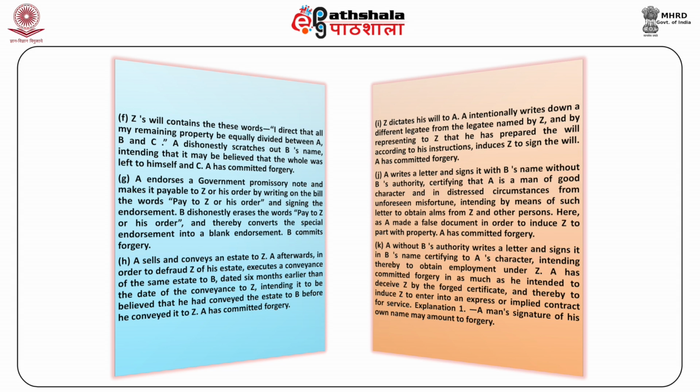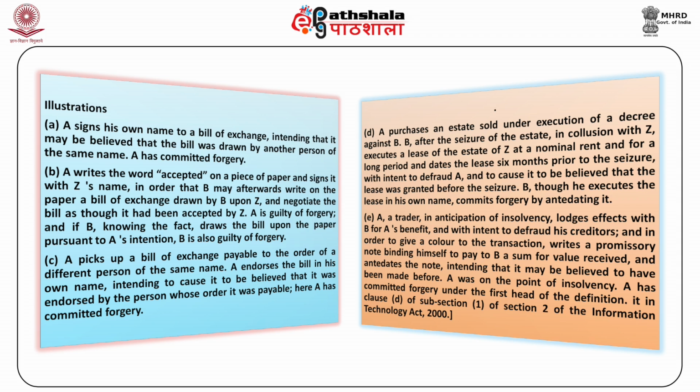Explanation 1. A man's signature of his own name may amount to forgery. Illustrations. A. A signs his own name to a bill of exchange, intending that it may be believed that the bill was drawn by another person of the same name. A has committed forgery. B.